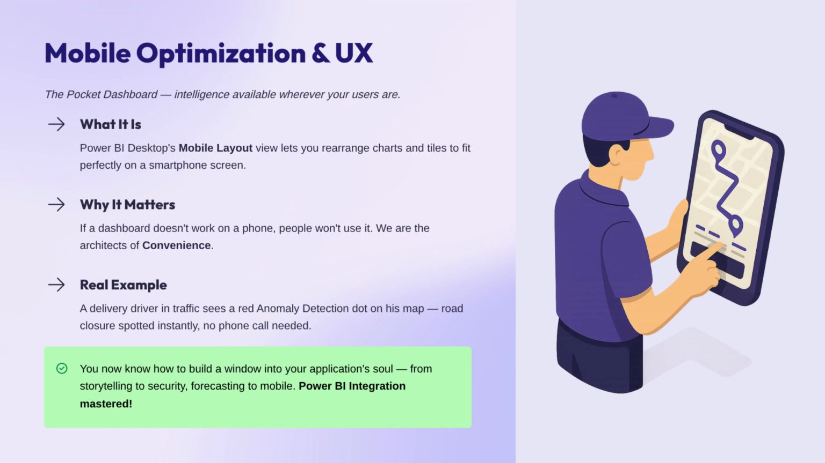Imagine a dummy example. A delivery driver is stuck in traffic. He pulls out his phone and sees a bright red anomaly detection dot on his map showing a road closure. He didn't have to wait for a phone call. The intelligence was right in his pocket. Let's break this down together. As builders, we are the architects of convenience.